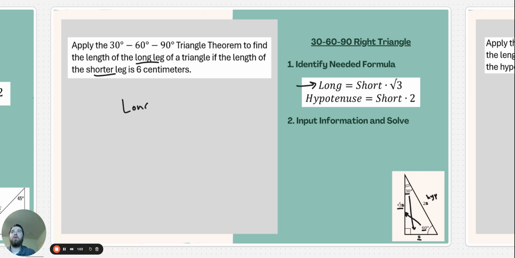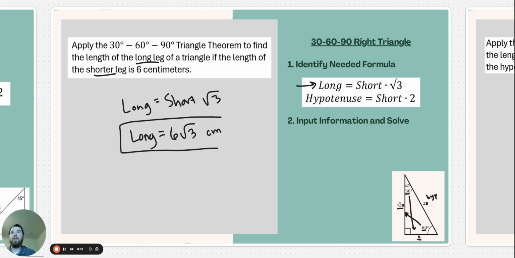So we're going to say that the long leg is equal to your short leg times square root of 3. Well, the short leg is just 6 centimeters. So we just plug 6 in, and that actually is going to be our answer. We can leave our answer just like that right there. If you needed a decimal, plug it into your calculator and get that.